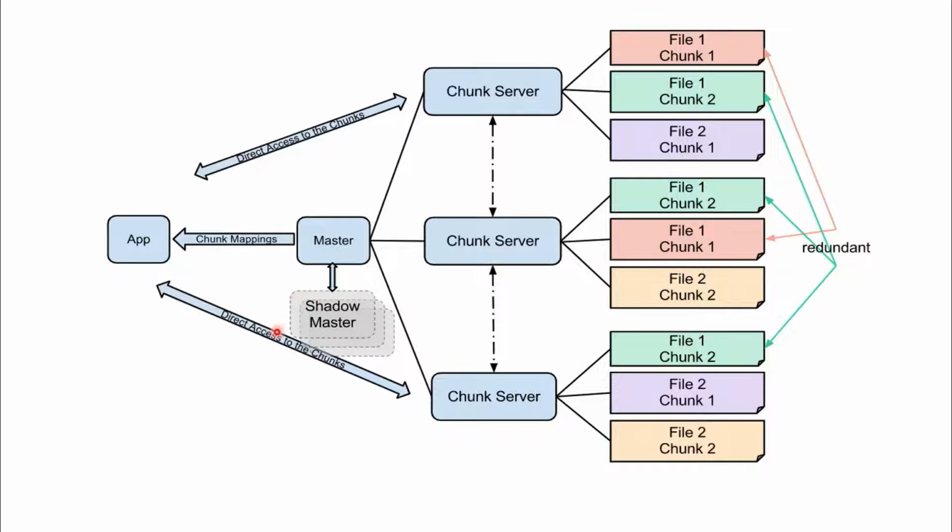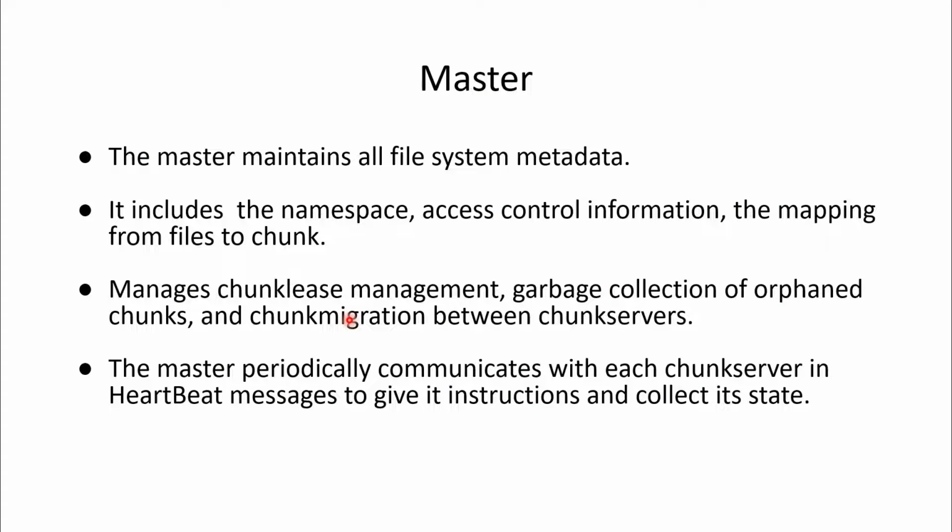Write operation is not successful, but whatever read operation, it will be handled by the shadow masters. The master maintains all the file system metadata, and it includes namespace, access control information, the mapping from file to chunk. When a chunk is created, it decides which chunk server is available, where the network bandwidth is low and the load is low, so that the chunk is created. The version number is also updated, and for all other chunk related activity the master gives the grant, and it stores the metadata of the system. It also manages the chunk list management.